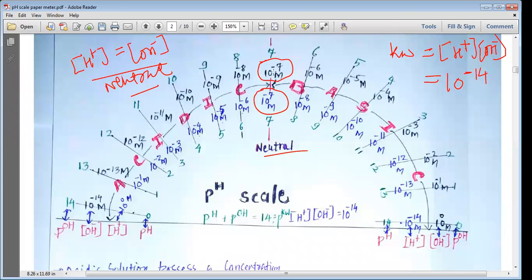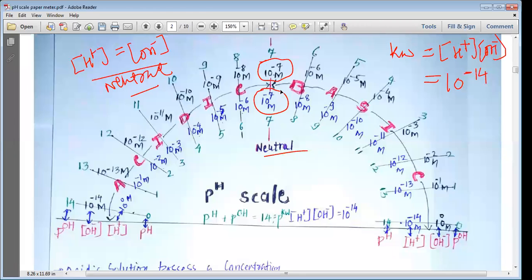So when we have a neutral solution, the concentrations of H plus and OH minus are the same. If you go to the left side, the concentration of H plus actually increases. That means 10 to the power minus 6 is more than 10 to the power minus 7. So if you go left, the concentration of H plus increases and the concentration of OH minus decreases.